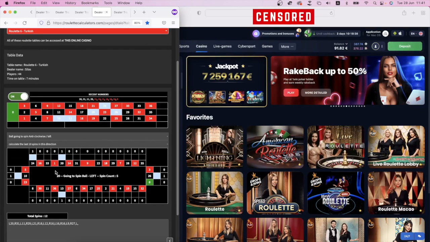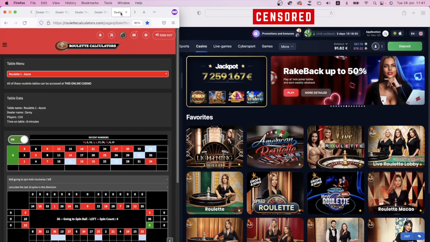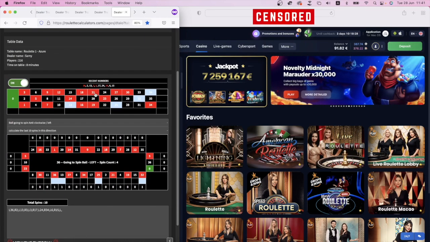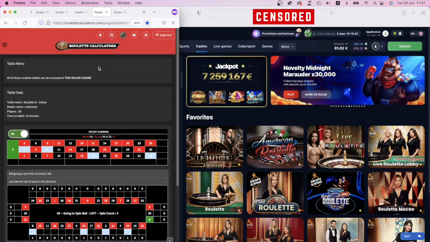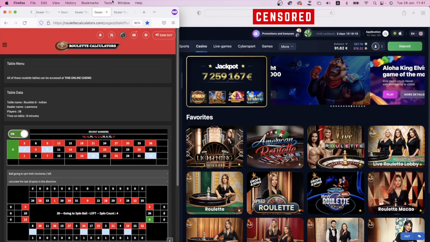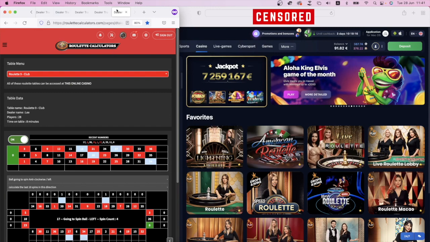Now this one's looking okay, between 20 and 13. There is one result there on number 26. This one's looking even better. This is Roulette Azure, so you can see that they're kind of grouped there. There's only 4 results out at the moment, so we'll keep an eye on that table. Again, this one's not looking too bad. This is Indian Roulette, and this one's a bit spaced out. So we'll go back to the beginning.